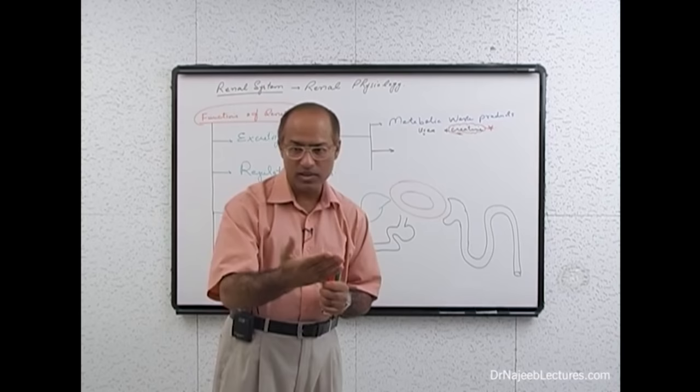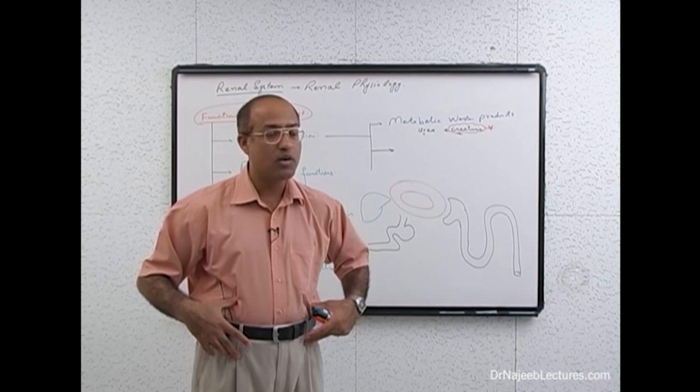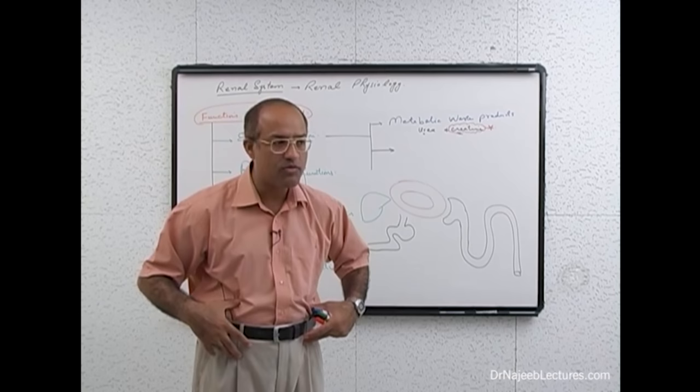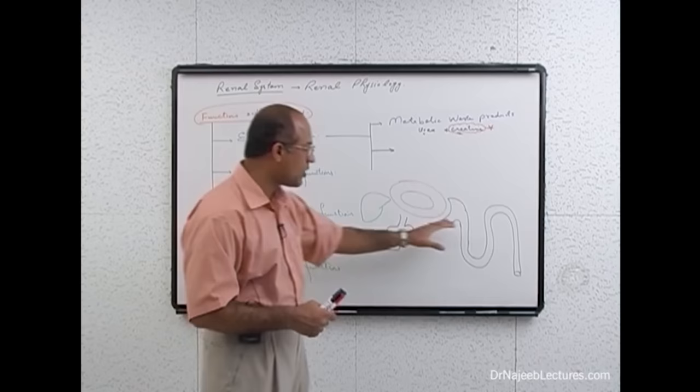Millions. Oh, he knows that he's a millionaire as far as nephrons are concerned. Yes. We have about 1.1 million nephrons in one kidney. So you can say 2 to 2.5 million nephrons working in both healthy kidneys. Is that right? I've just drawn one nephron.